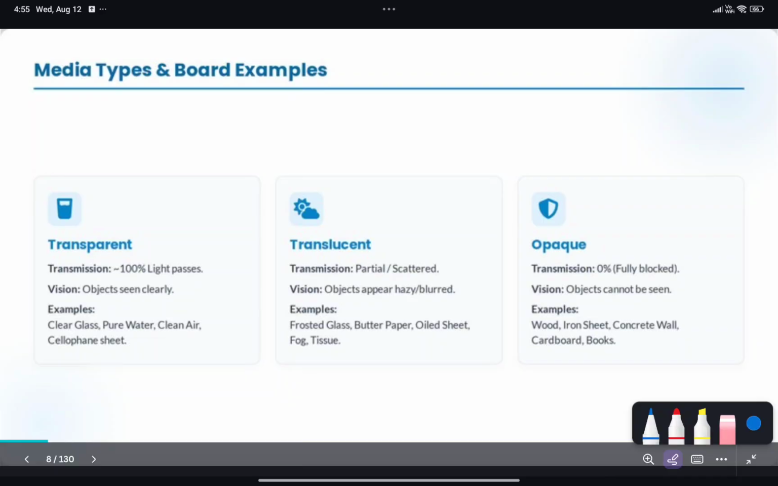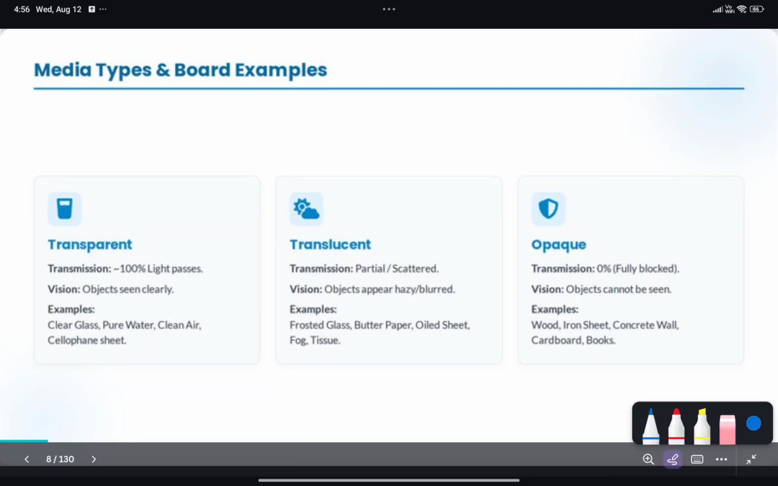A little more detail you can learn here. Transmission is how much light passes through the material or object. For transparent, 100% of the light passes. For translucent, partially, a certain amount of light is scattered. For opaque, transmission is 0%, fully blocked. Vision: objects are seen clearly. We can see objects through a transparent material easily.